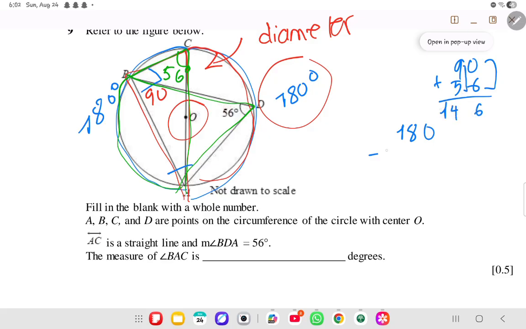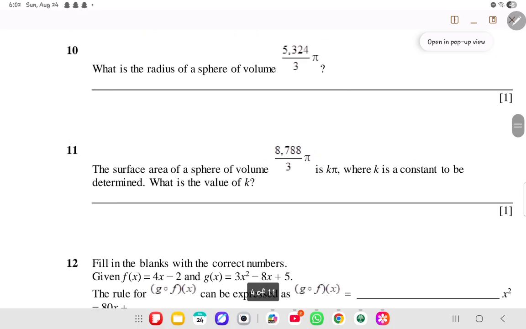So now 180 minus 146. 0 minus 6 is 4. You're going to take away from this over here, so this is 7. 7 minus 4 is 3. And then 1 minus 1 is 0. So the measure of angle BAC is 34 degrees. Right, we'll move on to question number 10.